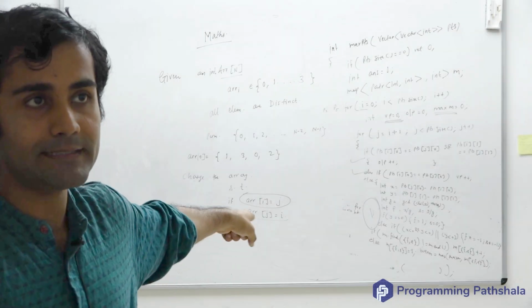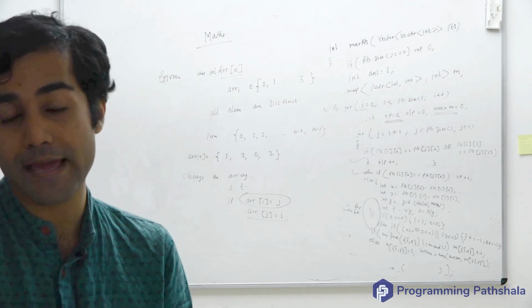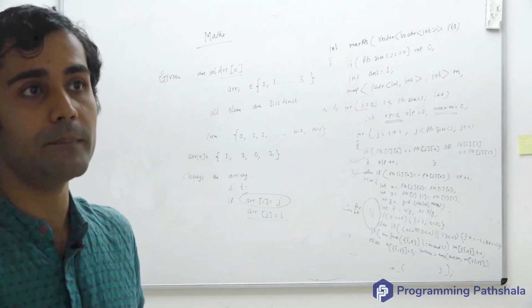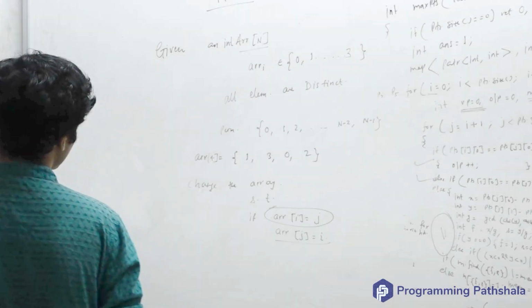If I apply this kind of transformation on the array, if array i is j, then I am going to make array j equal to i. What will be the output array that I would get? Can somebody tell me that? Let us try to do it.